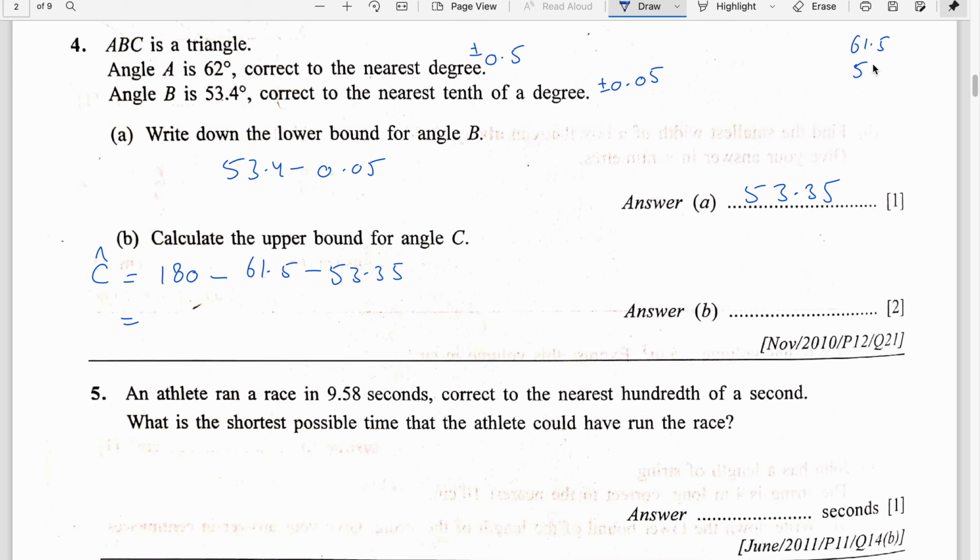Let me do my rough working. So this is 180 minus 114.85. We take a carry. This is 7, 10, 9, 10. This is 9, 10. 10 minus 5 is 5. 9 minus 8 is 1. 9 minus 4 is 5. 7 minus 1 is 6. So the angle is 65.15.